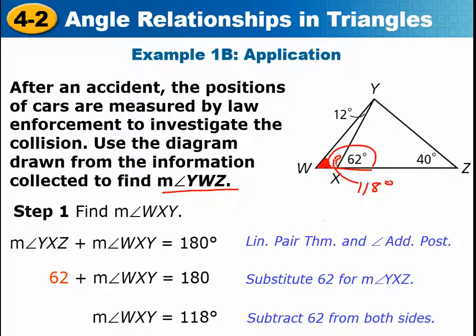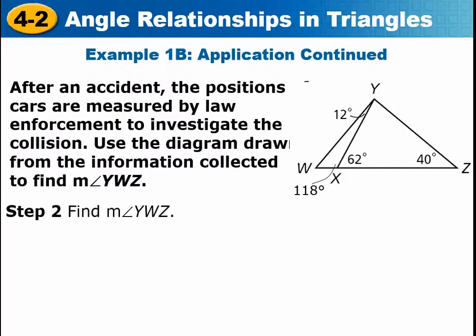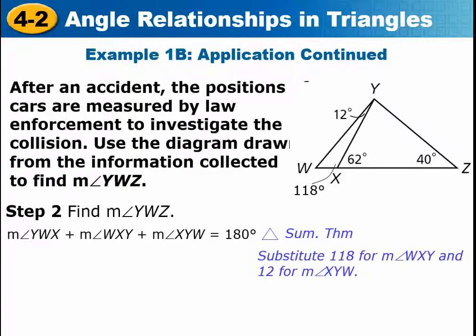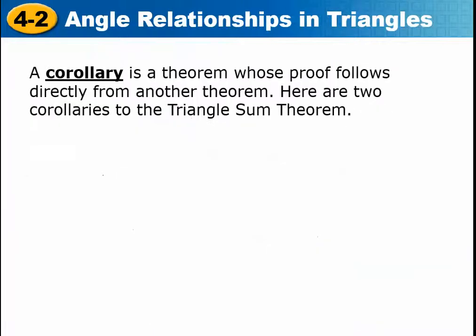Now there's a whole other page showing how to find the measure of angle W, or YWZ. Basically we're going to say that angle W, plus 12 plus 118, will equal 180. Or you could just take 180 minus and then add the other two together. So this is a short way of writing what they're going to have on the next page here, which is pretty much the same thing. You use the triangle sum theorem, you plug in, use substitution, and then you simplify, subtract, and you end up with 50 degrees. So angle YWX is 50 degrees.